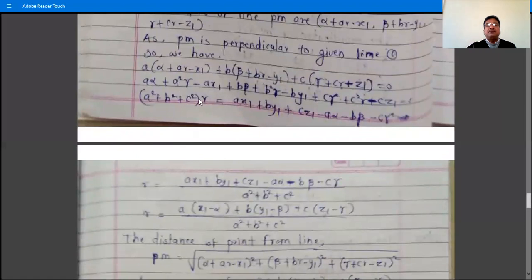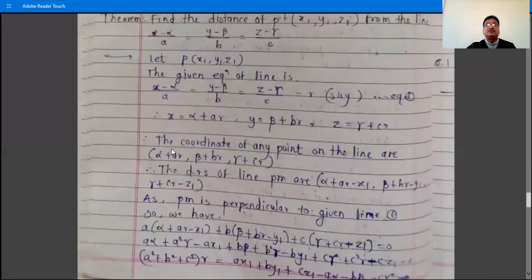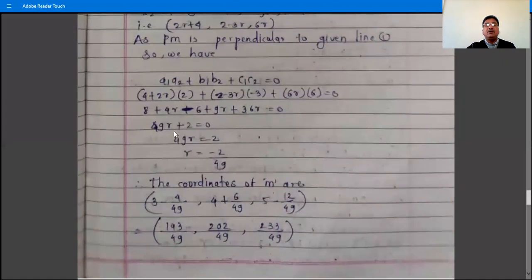Then collect the coefficient of R. That is (A square plus B square plus C square) R. Shift the remaining terms to the RHS: minus AX1 becomes plus AX1, minus BY1 becomes plus BY1, and minus CZ1 becomes plus CZ1. Then A alpha, not AR, A alpha, after shifting becomes minus A alpha. Then B beta becomes minus B beta, and C gamma becomes minus C gamma. This is the RHS. Then find the value of R.